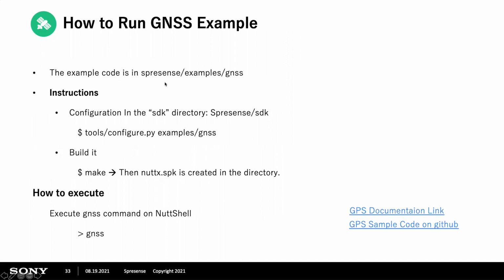Let's look at the example. I have provided just the instruction. This is very similar to the hello world that I told you, but look at this. The example now is GNSS. The rest is the same. You need to go to the SDK directory, do configuration, build it, generate the NuttX SDK, and at the end you can read the data. When you type in the NuttShell GNSS, it will show you the data, the signal positioning and all the information for the GNSS. If you need more information, please refer to the documentation and code that I have provided the link to here.